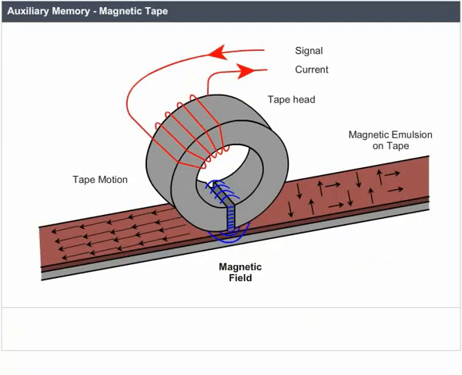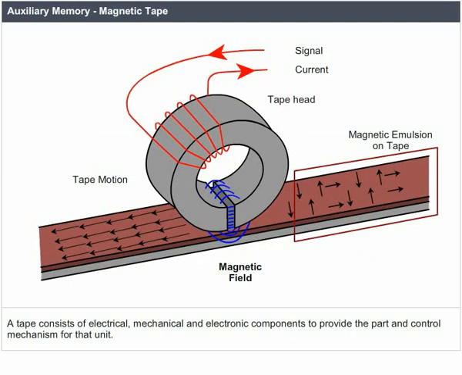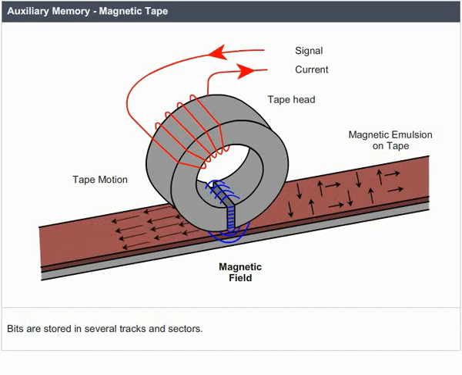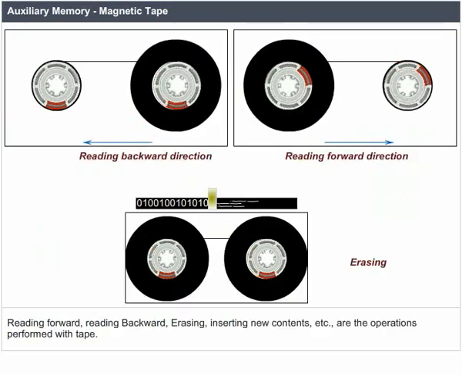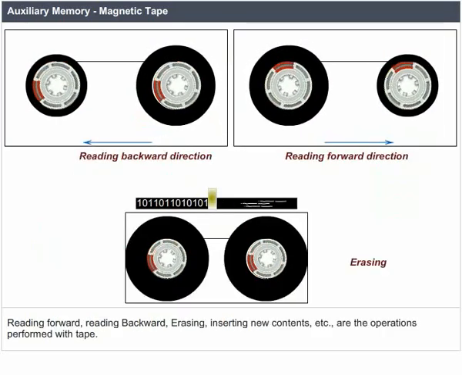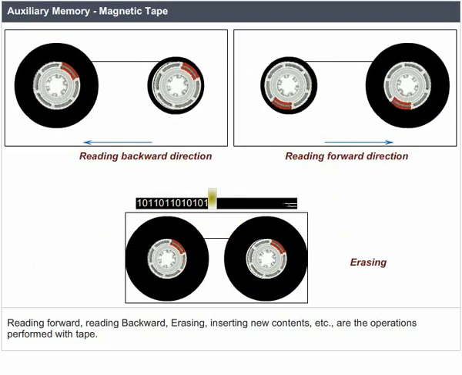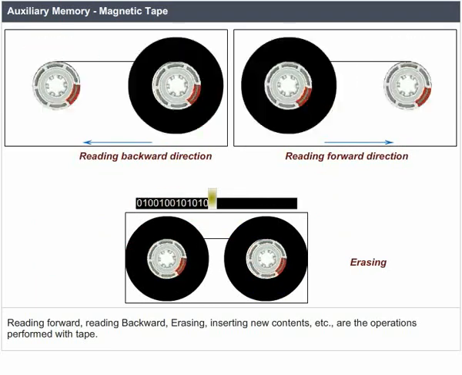Auxiliary memory: magnetic tape. A tape consists of electrical, mechanical, and electronic components to provide the path and control mechanism for that unit. It is a strip of plastic coated with a magnetic recording medium. Bits are stored in several tracks and sectors, but data are read in a sequential manner. Reading forward, reading backward, erasing, inserting new contents, etc. are the operations performed with tape.